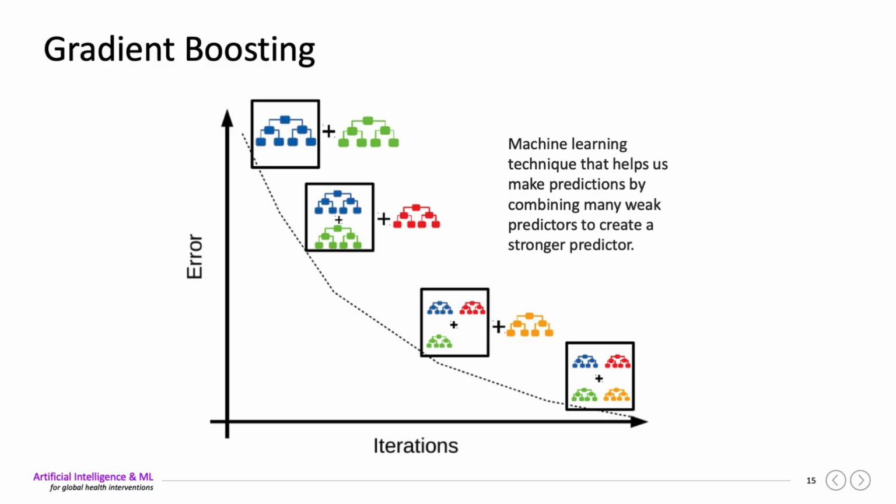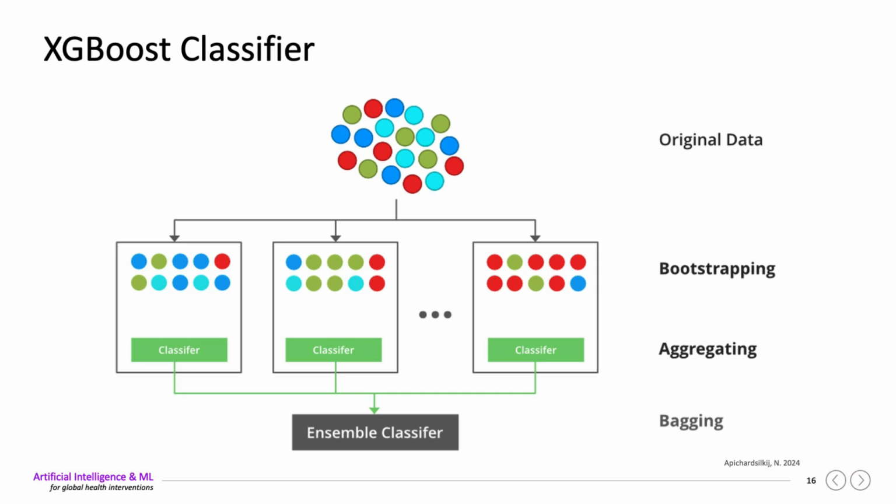The next tree is then trained specifically on those misclassified cases, gradually improving the overall model. Each tree is a weak learner, but when combined, they form a very strong classifier. The final prediction is made by adding up the weighted contributions of all the trees, not just voting, so some trees may have more influence depending on how well they reduce errors.